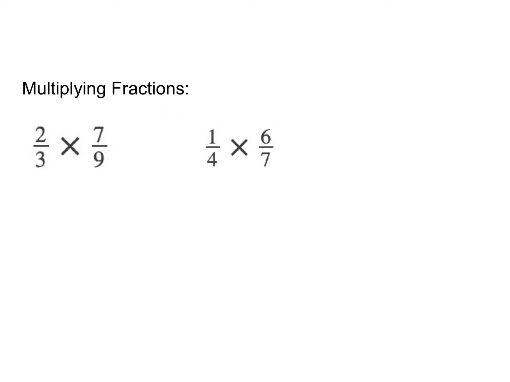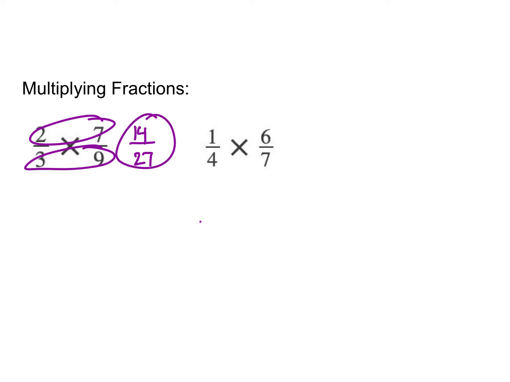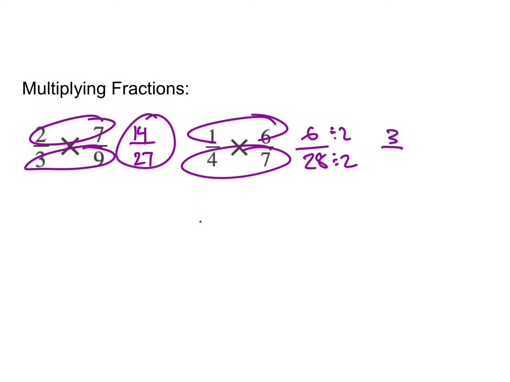When I'm multiplying fractions, I'm simply taking the top times the top and the bottom times the bottom. I like to say top times top, bot times bot. So the top times the top is 14, the bot times the bot is 27, and then I simplify when I'm done. This is in simplest form. Top times top, 6, bot times bot, 28. Simplify, I can divide them both by 2. 3/14. That's 4.